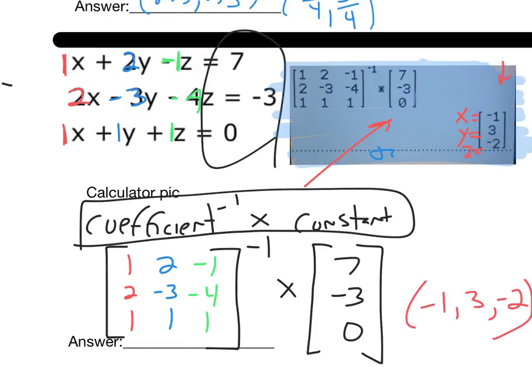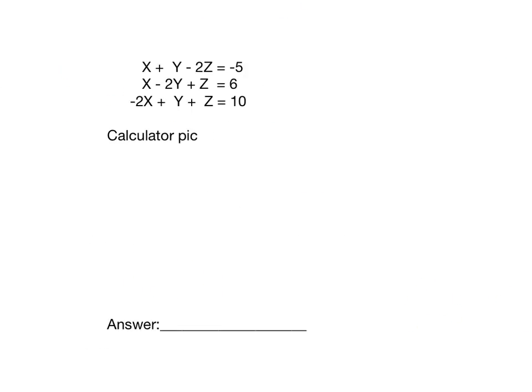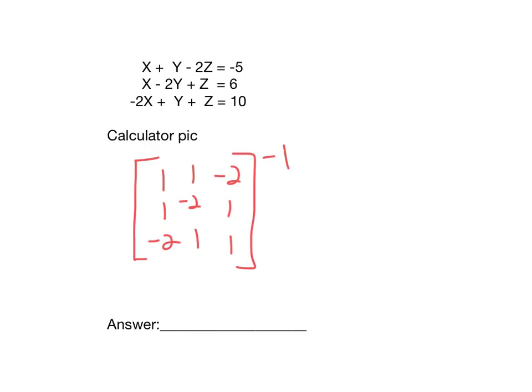Try the last problem. Try to solve this other 3 by 3 system of equations. I'll give you a minute to set it up. So I set up my coefficient matrix. Always make sure that you have the signs, these values correct. It's very easy to make a careless mistake. So here we're going to take the inverse of that coefficient matrix, and we're going to multiply it by the constant matrix. So in this case, -5, 6, and 10. Take a moment, take a picture of your calculator.